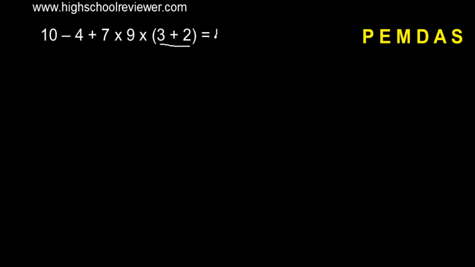Performing it, we will have 10 minus 4 plus 7 multiplied by 9 multiplied by 3 plus 2 is 5. First we need to perform those that are being multiplied, because M comes first before A or S. The last operation must be the subtraction. So we will have 7 multiplied by 9, that will be 63, and 63 multiplied by 5 is positive 315.